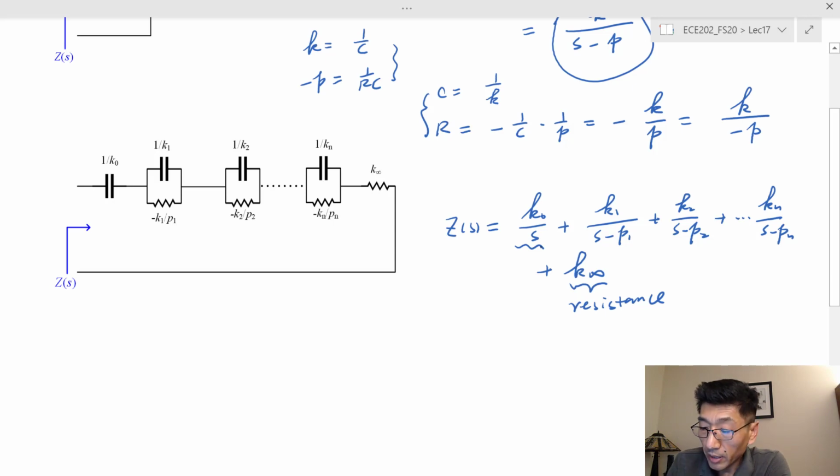So we can get the values as 1 over K for the capacitance, and this one will be the parallel R and C, so it has a value 1 over K1, and the resistance is going to be negative K1 over P1. So this is the general form, and this realizes the partial fraction expansion terms, and this is commonly known as a Foster network.